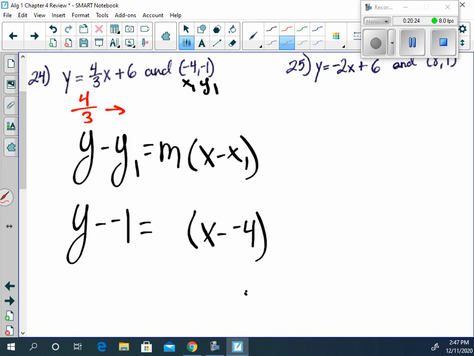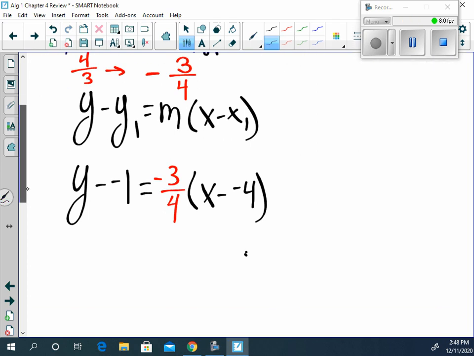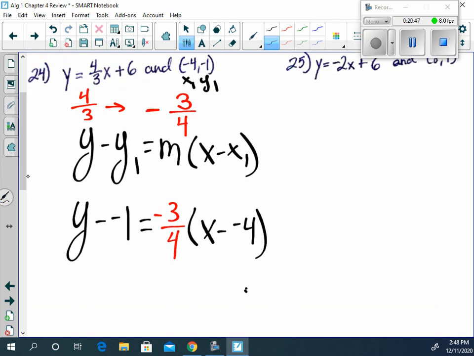So if it's perpendicular, we change the sign and flip it. So since it was positive, it's now going to be negative. 4/3, if we flip it, is going to become what? 3/4. So for the line perpendicular to it, since the slope was 4/3, it's now negative 3/4. We changed and flipped it.